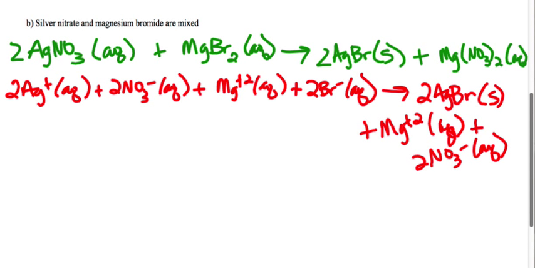Do I have any spectators? Nitrate and magnesium. The trick is to look at the solid. You can't cross out anything that's in that solid, so everything else can cross out. So here, magnesium and nitrate, magnesium and nitrate. And there's my net ionic.